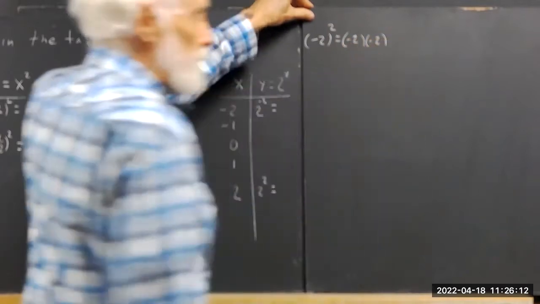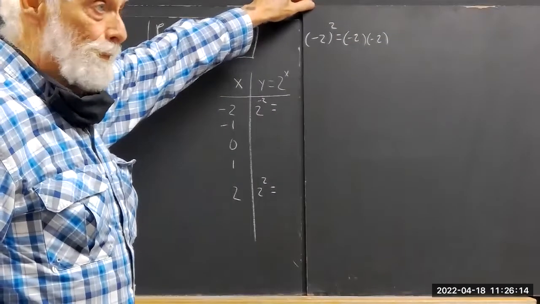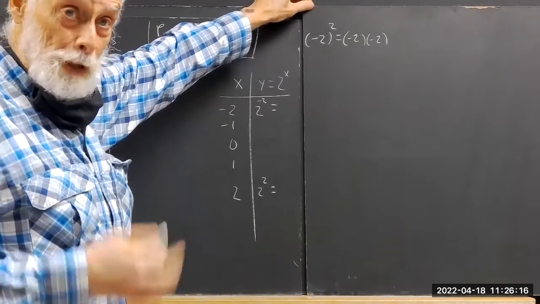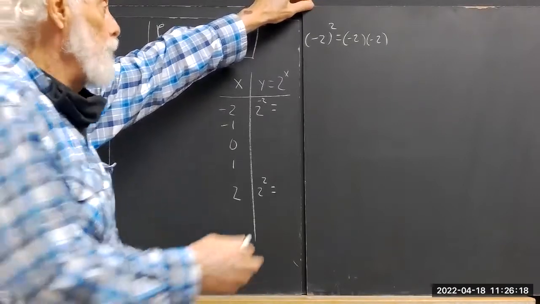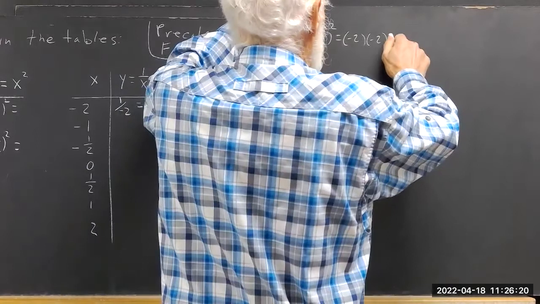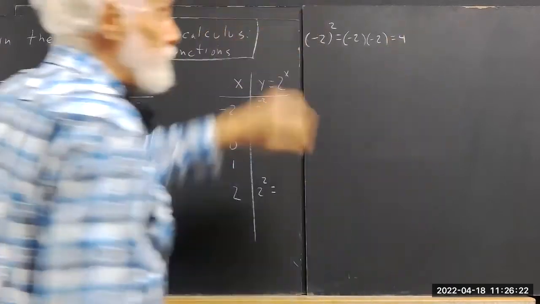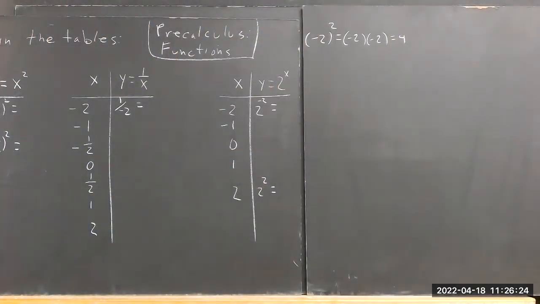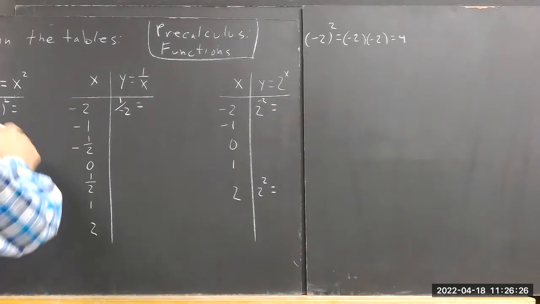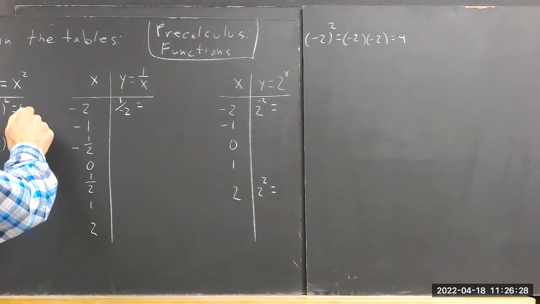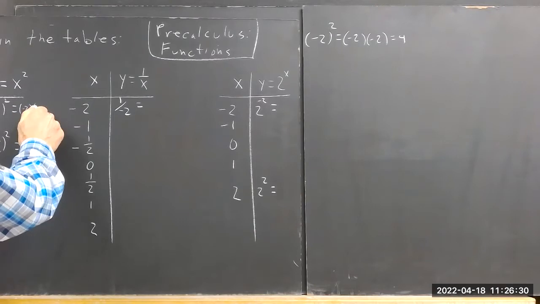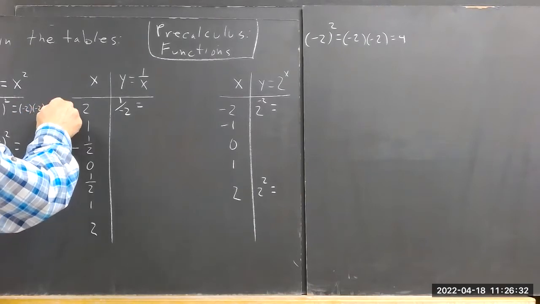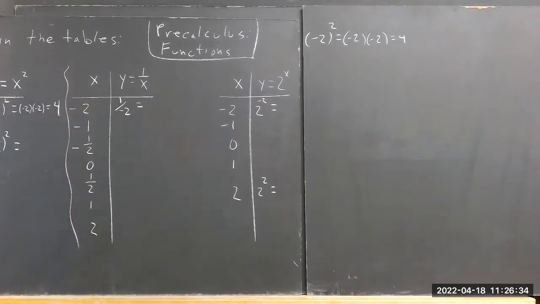That means -2 times -2. There's no fancy rule. It's -2 times -2. Then if you multiply -2 times -2, you get 4. Okay. Now, normally I would write that out here. I'd write -2 times -2, got to do it kind of small, but you know what I'm writing. And you get 4.